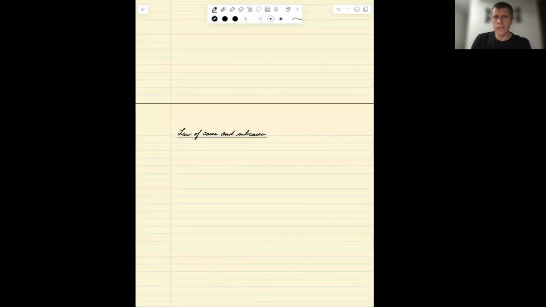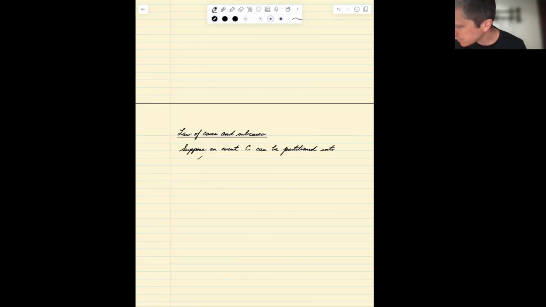So what we're going to do is, let's suppose we have our usual setup. What do I mean by that? We have a probability distribution on some set of events. We have an event C that can be partitioned into subcases. Call them C1, C2, etc.